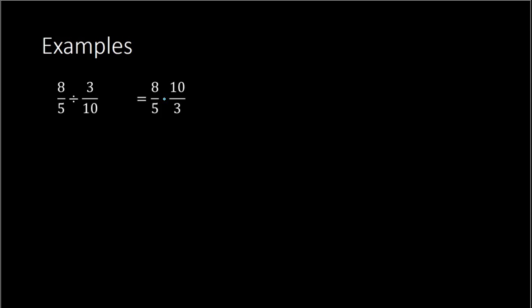So anything on the top can divide with anything on the bottom. The 10 and 5 both can be divided by 5 to get 2 and 1. So now we have 8 times 2, which is 16, over 1 times 3, which is 3. So our solution is 16 over 3, which we can write as a mixed number. We take 16 divided by 3, we get 5, and the remainder would be 1. So our answer would be 5 and 1 over 3.